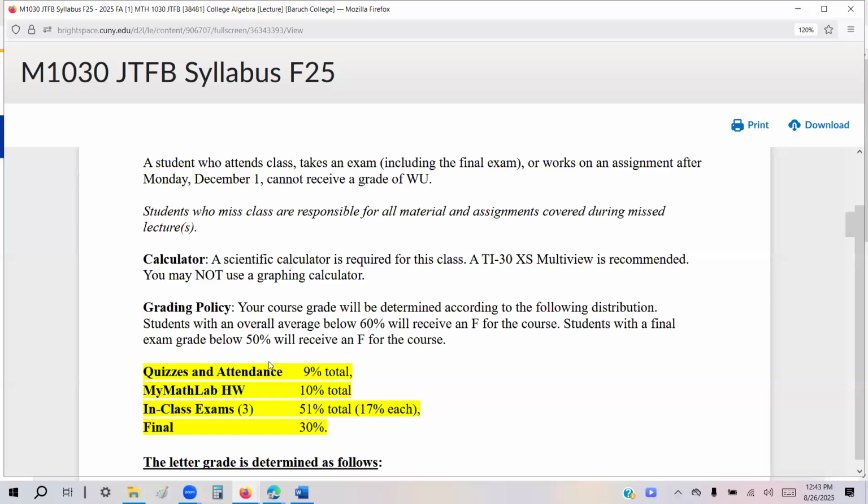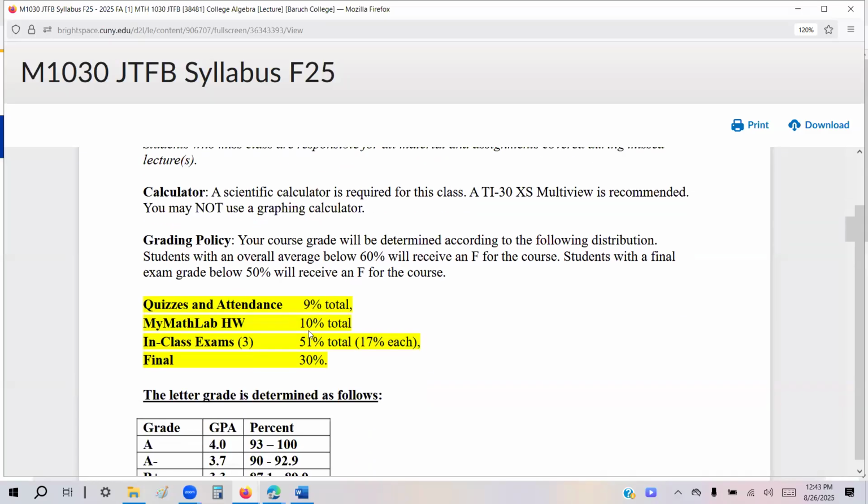Calculators: only one type of calculator is allowed, which is scientific. As long as your calculator has a log function and a power function, you can use it. You don't need anything fancy in this class. And you cannot use a graphing calculator, you just need a scientific one.